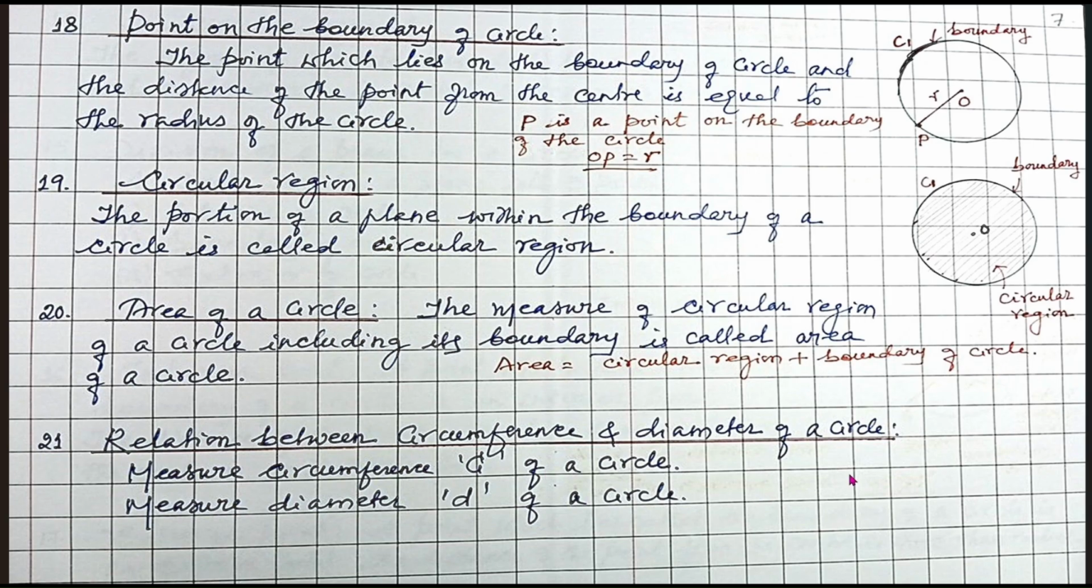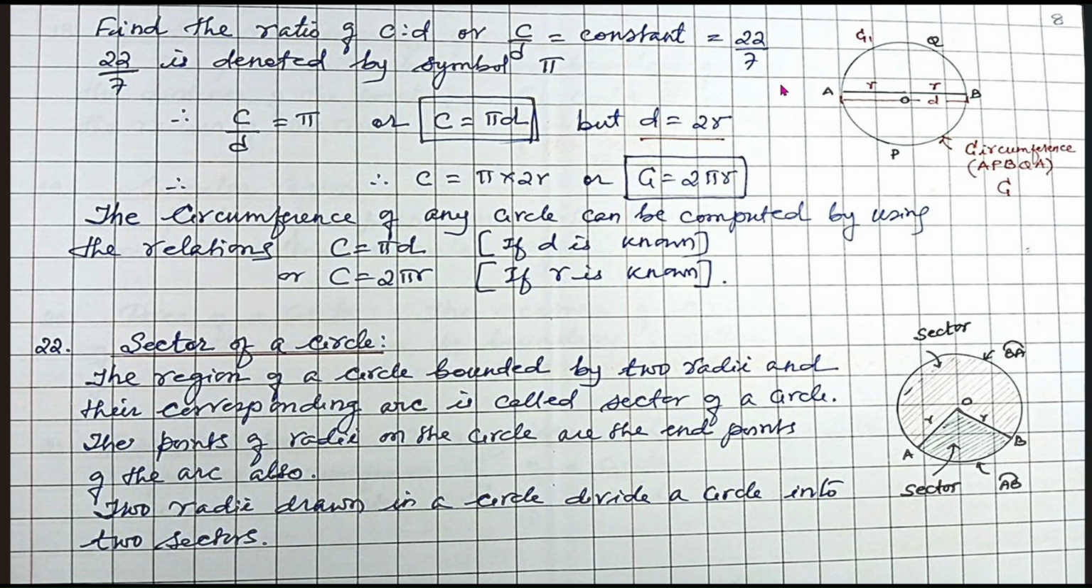Now what is the relation between the circumference and diameter of a circle? If we measure the circumference C of a circle and also the diameter D of a circle and take the ratio of C and D, that is C upon D, it is a constant equal to 22 upon 7, which is denoted by the symbol pi. Therefore C upon D is equal to pi, or C is equal to pi D. But we know that D is equal to 2r, and therefore C is equal to 2 pi r. So C is equal to pi D and C is equal to 2 pi r are very important relations to find the circumference of a circle if the diameter or the radius is given.